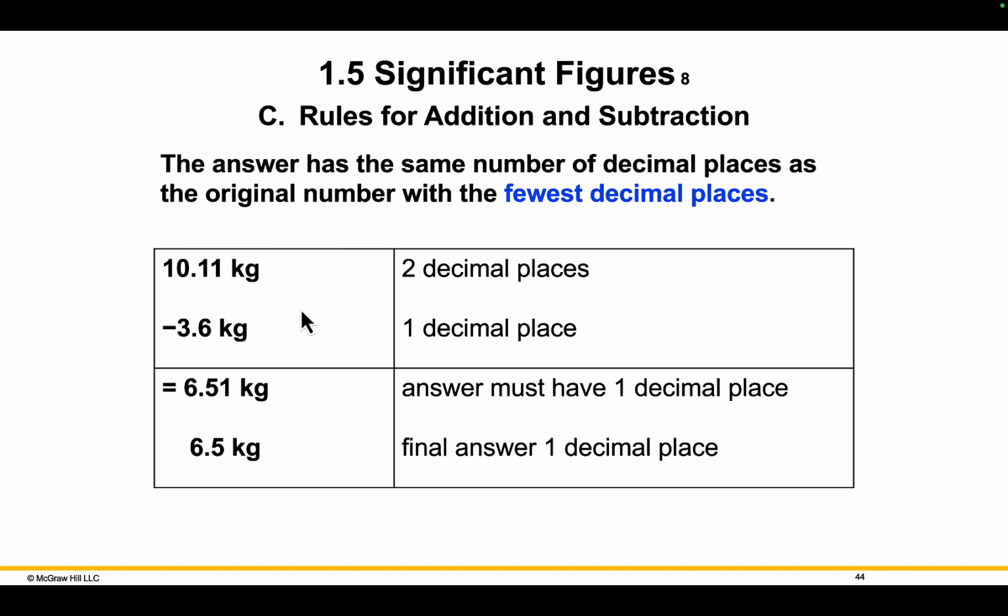So really we're going with significant decimal places when we're doing addition and subtraction. And so in this first example where you have 10.11 kilograms minus 3.6, if we count significant decimal places for each of those, 10.11 has 2 significant decimal places where 3.6 kilograms only has 1. And so our answer in this case would be allowed one decimal place. And so we would go ahead and do our subtraction problem. We know we're only allowed one decimal place, and so our final answer would be 6.5 kilograms.